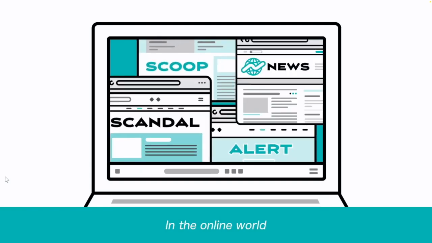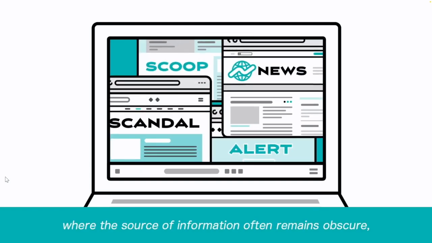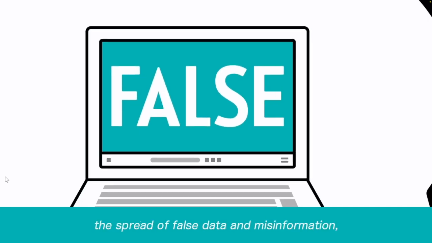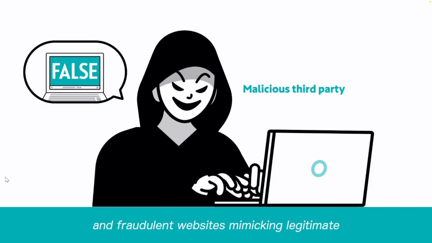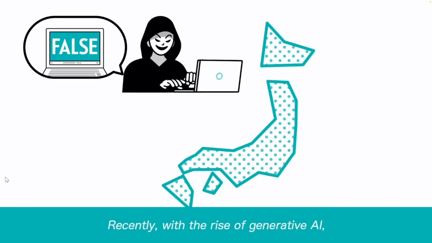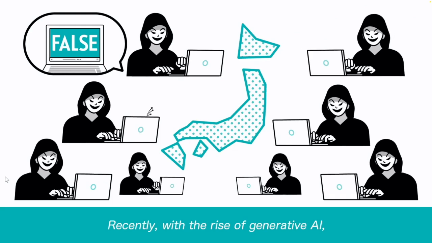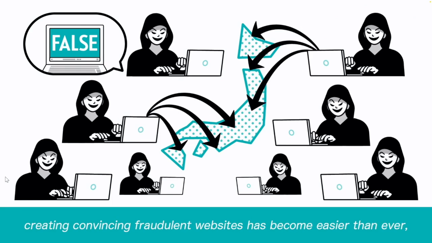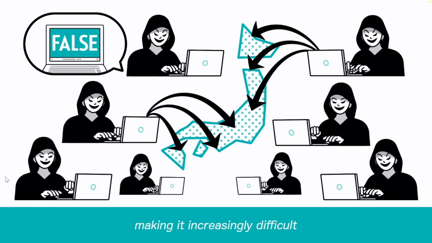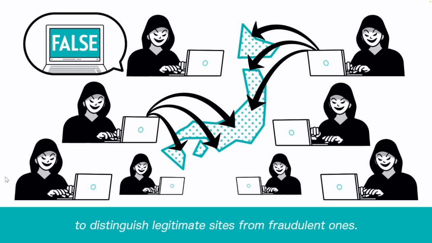In the online world, where the source of information often remains obscure, we face a global challenge. The spread of false data and misinformation, and fraudulent websites mimicking legitimate organizations and real individuals. Recently, with the rise of generative AI, creating convincing fraudulent websites has become easier than ever, making it increasingly difficult to distinguish legitimate sites from fraudulent ones.